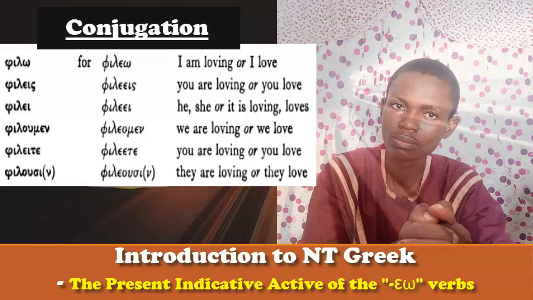Now, I repeat, philo is the first person singular for phileo, and it is translated I am loving or I love. Phileis, that is the second person singular, is translated you are loving or you love. Philei, that is the third person singular, is translated as he or she or it is loving, or he or she or it loves.